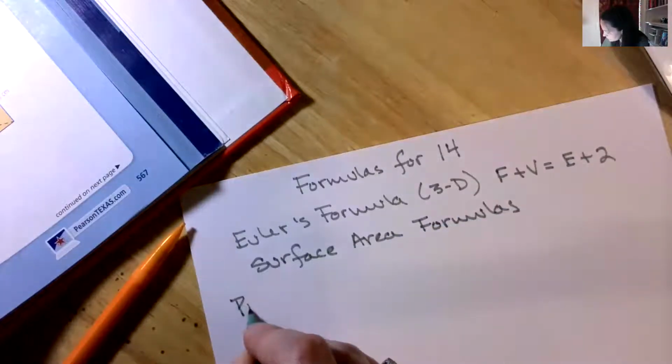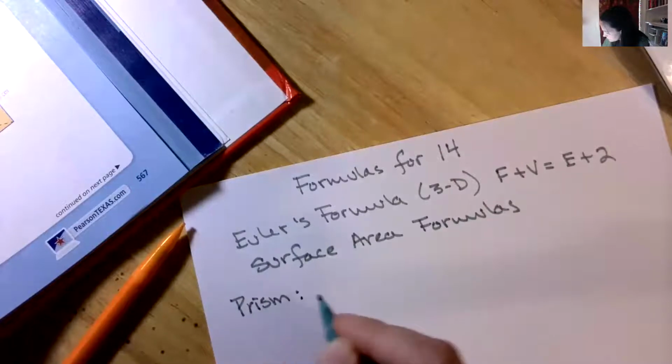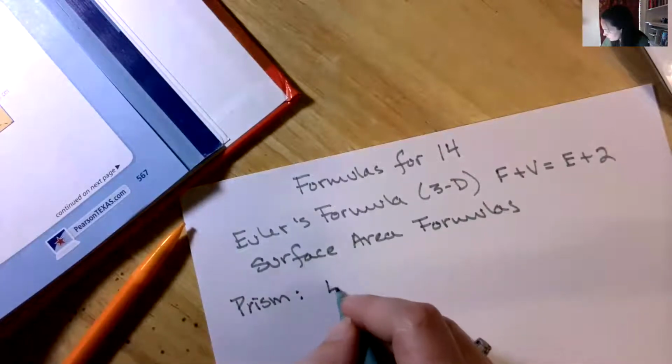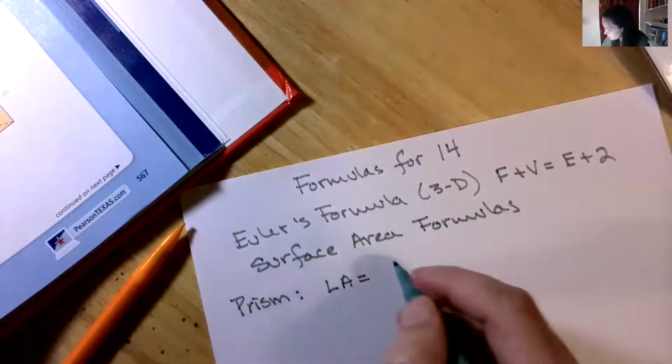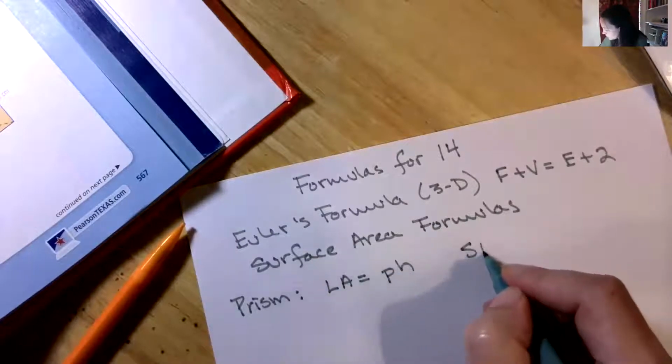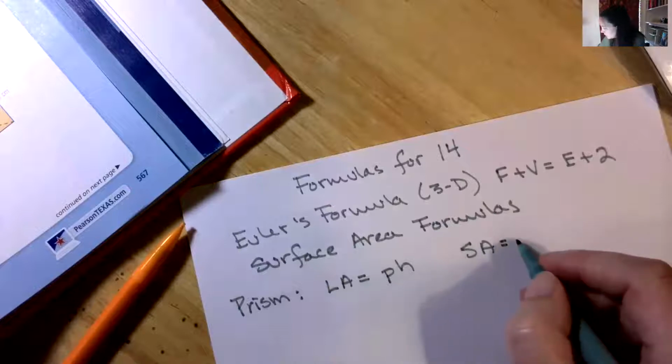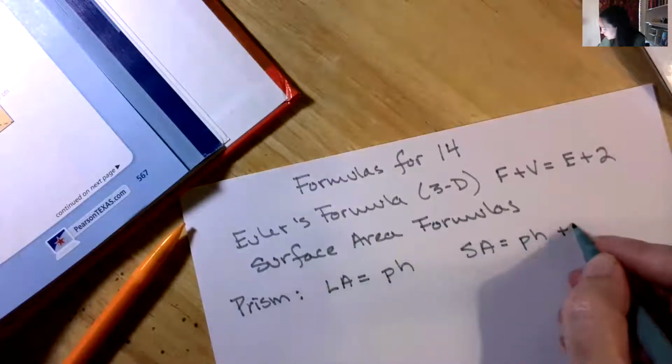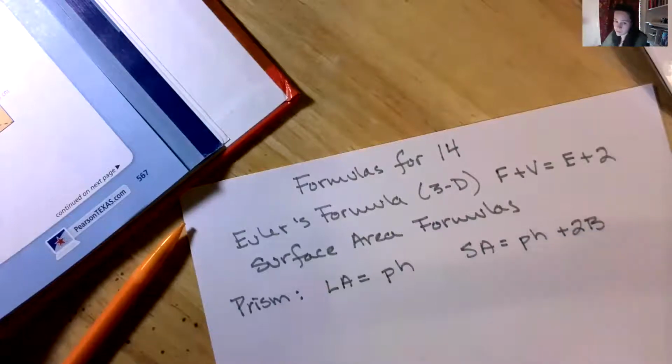Okay, prism. Our lateral area is equal to the perimeter of the base times the height. Our total surface area is equal to the perimeter times the height plus the area of the two bases.